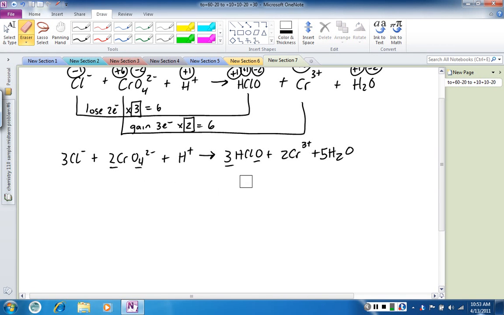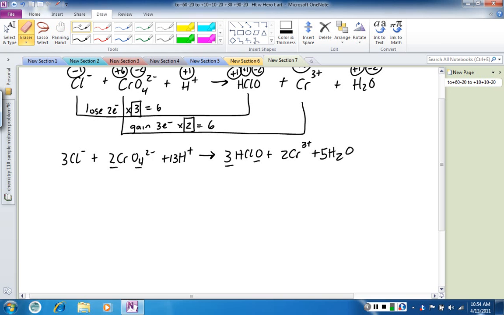The next step is to balance your H's with H plus. I'm not going to count the H plus, so over here we have no H's. Over here we have 3 right there, and we have 10 from right there. So we have 13 H's total. Over here we have 0, so we're going to add 13 to that H plus. Let me just erase my numbers here.